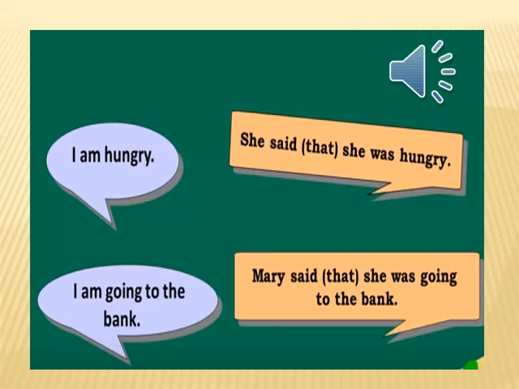So this shows that when we are writing an example in indirect speech, we do not use quotation marks. We add that and we change the tense of the verb. Clear?